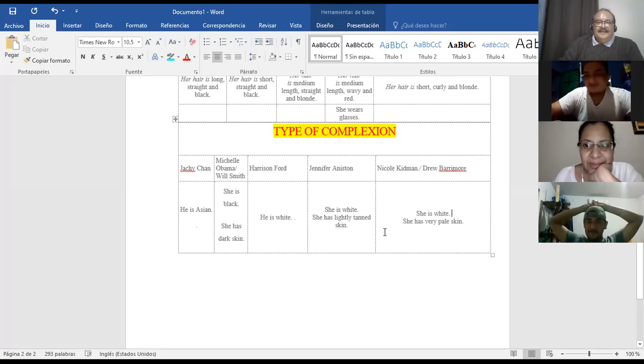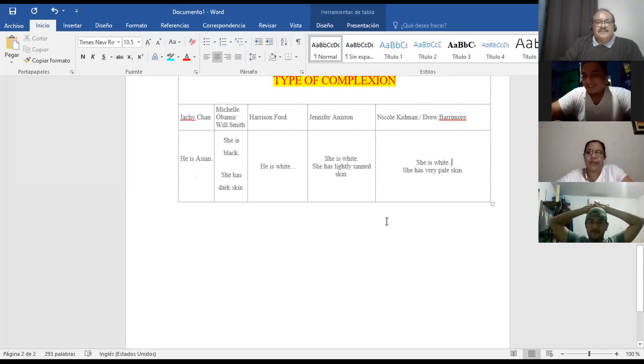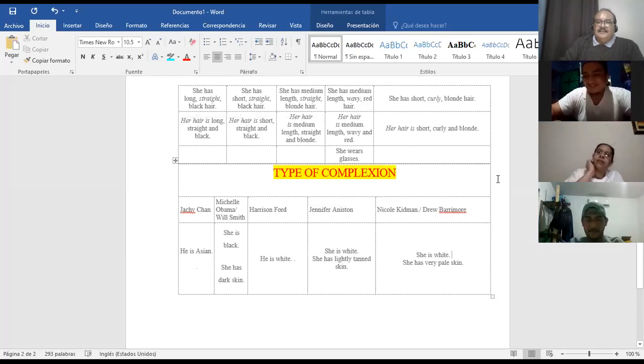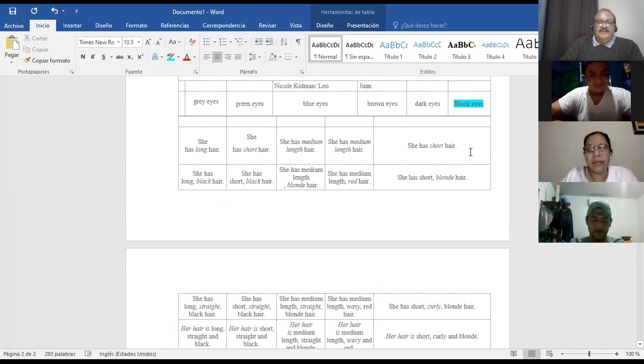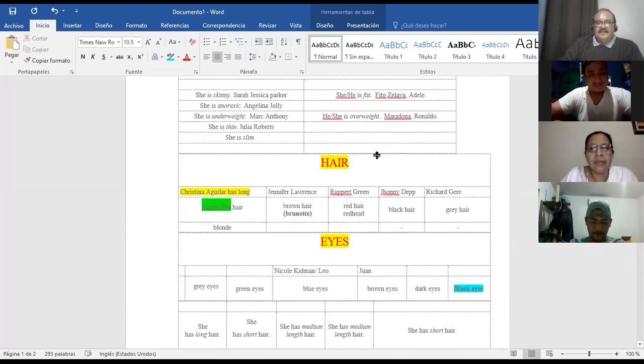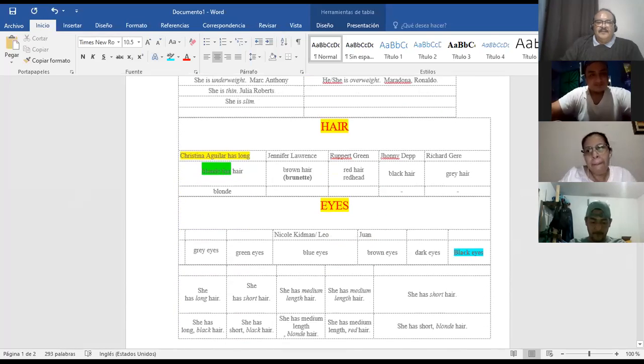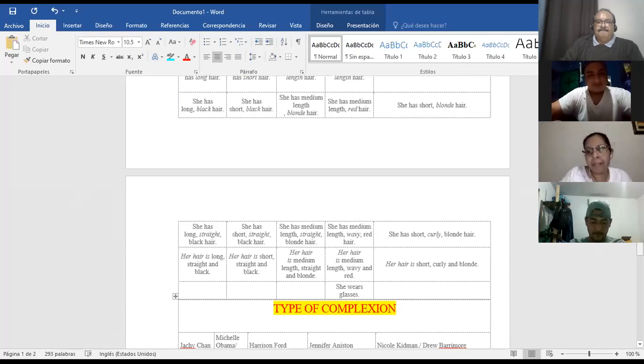Charles Chaplin. Okay. So you see here, for example, these are expressions on the complexions, right? Then you have the eyes, the hair, okay, different ways to describe people.